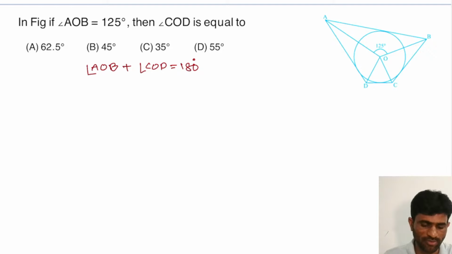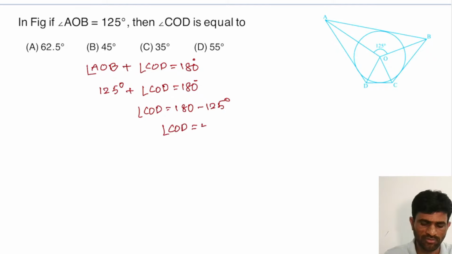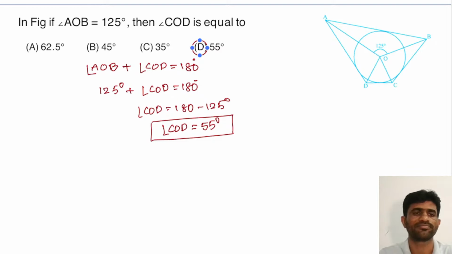Already angle AOB is given as 125, so 125 degrees plus angle COD is equal to 180 degrees. When we transpose 125 to that side, angle COD is equal to 180 degrees minus 125 degrees. So angle COD is equal to 55 degrees. So option D is correct in this. Did you understand this? So I am going to the next question now.